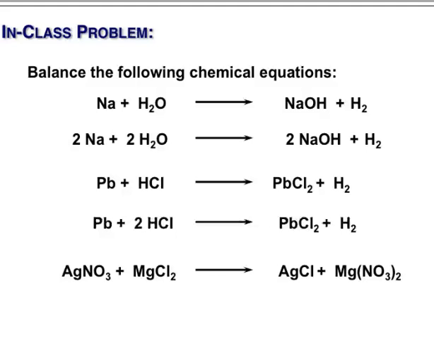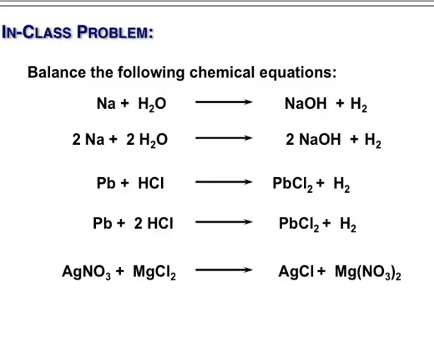Silver nitrate. Now silver is actually a transition metal, but silver is going to always be +1. So we don't need to call this silver 1 nitrate, just silver nitrate works. Okay, we have 1 silver on both sides.